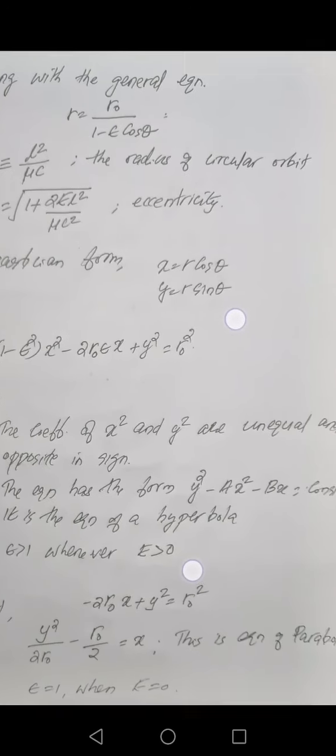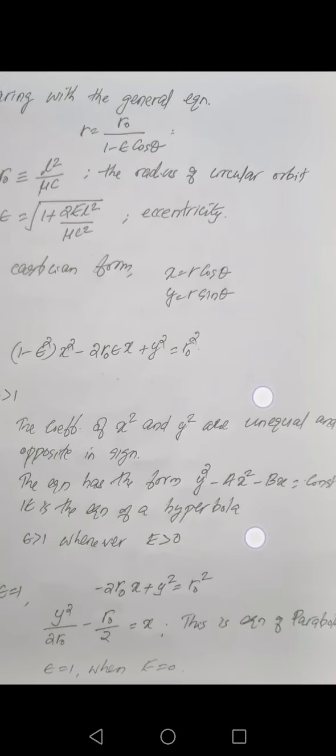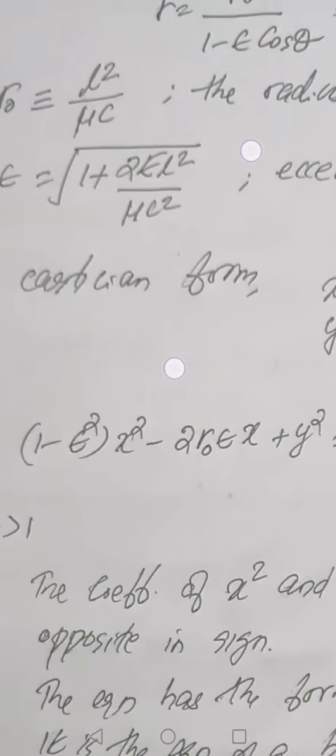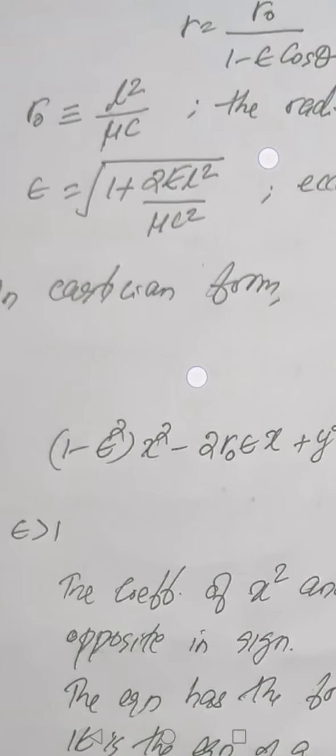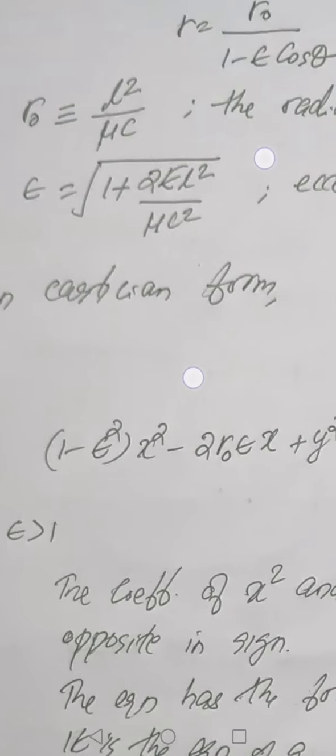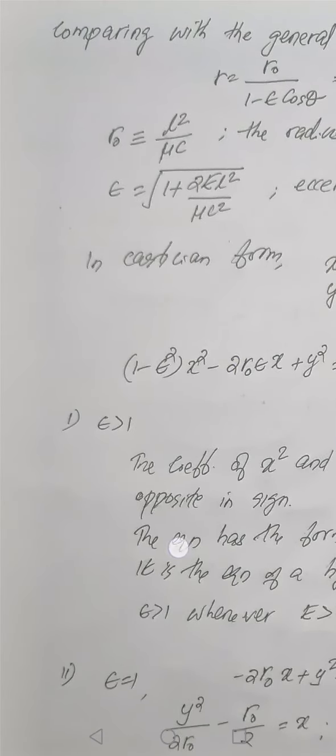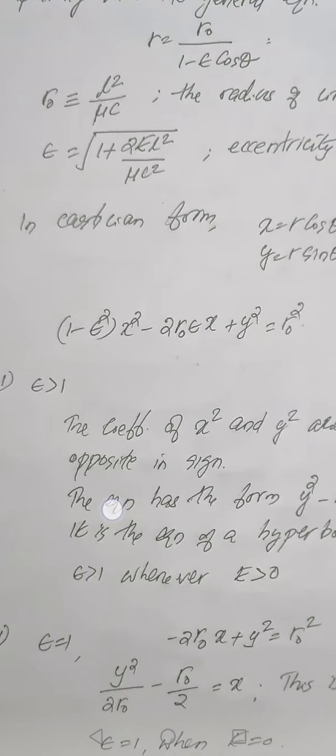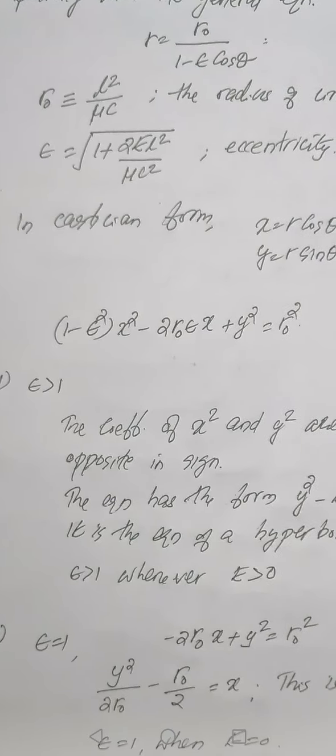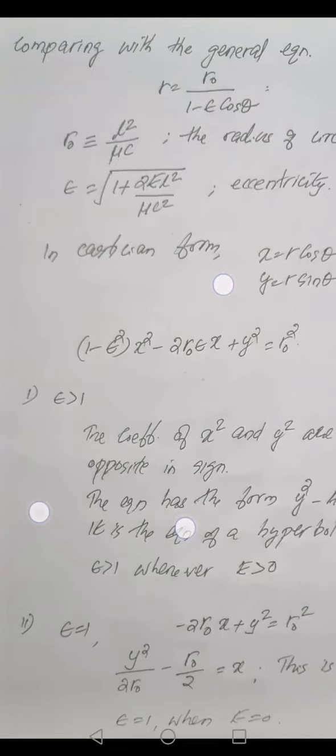So actually this is the equation of a hyperbola. So when epsilon is greater than 1, the orbit will be a hyperbola. Epsilon is greater than 1 when E is greater than 0. If E is equal to 0, then epsilon will be 1. That is the next condition.